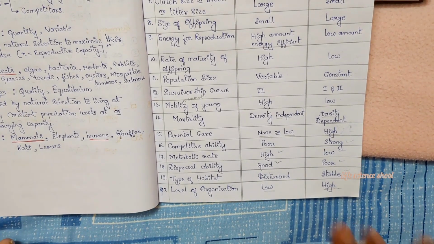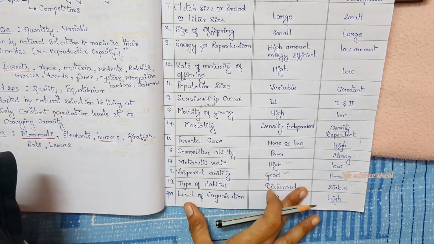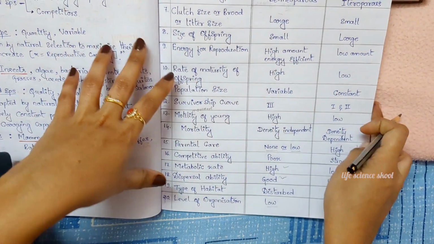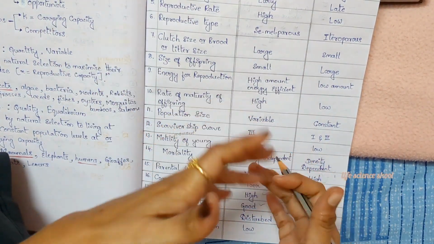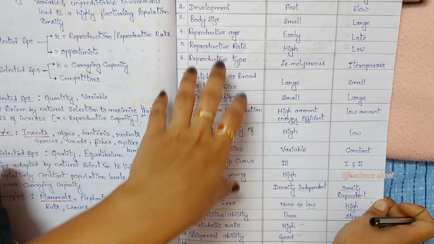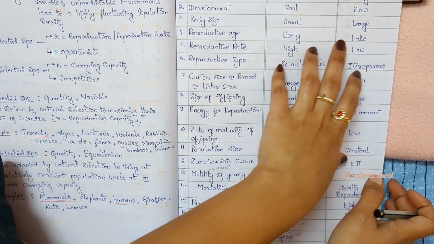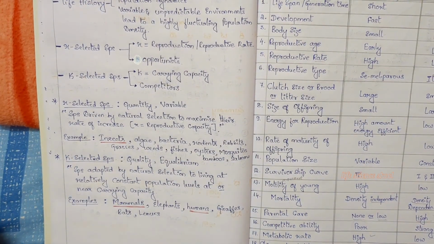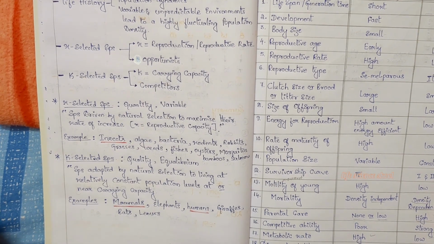I'm hoping that you remember this whole chart for the examination. Definitely there will be a question in competitive exams like CSIR NET. They will ask a question on r-selected species and K-selected species, so you should be thorough in this concept. I'm hoping the knowledge I have shared will be helpful to face your examination well.